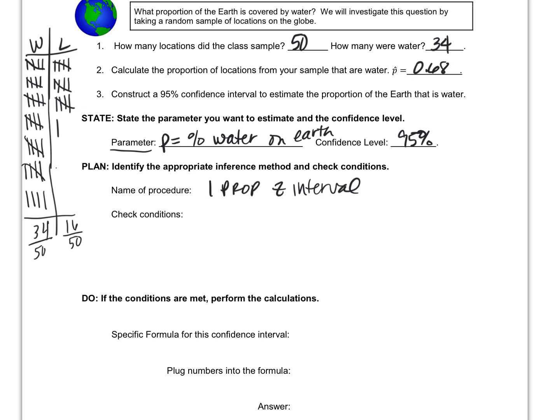Now, checking the conditions. There are 2 conditions. Remember we called them assumptions Friday? TW calls them assumptions. Do you remember what they were? No. Can you look back at that simulation we did Friday and just flip the page and remind yourself real quick? Random sample was the first one.